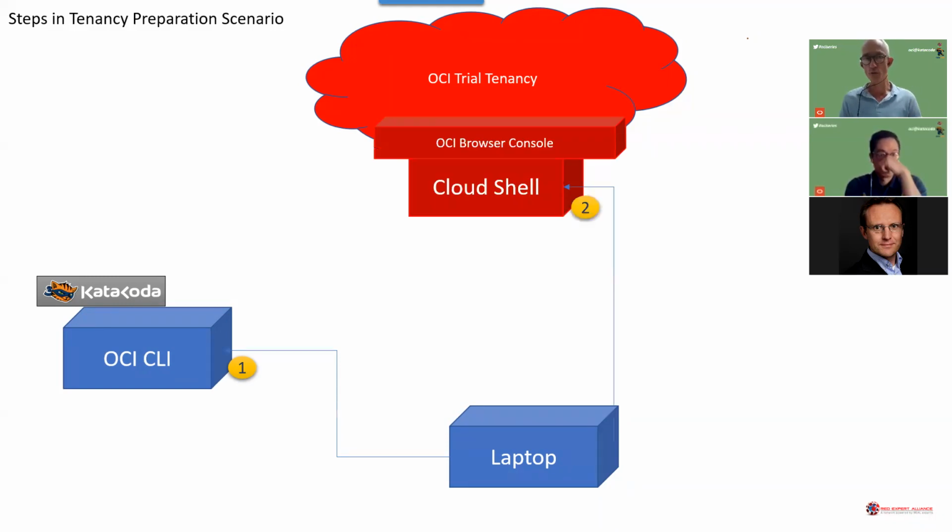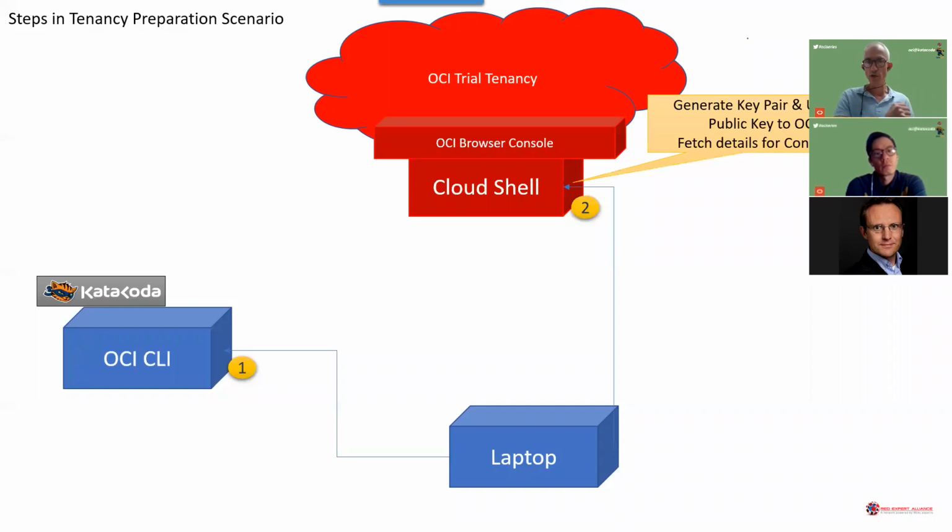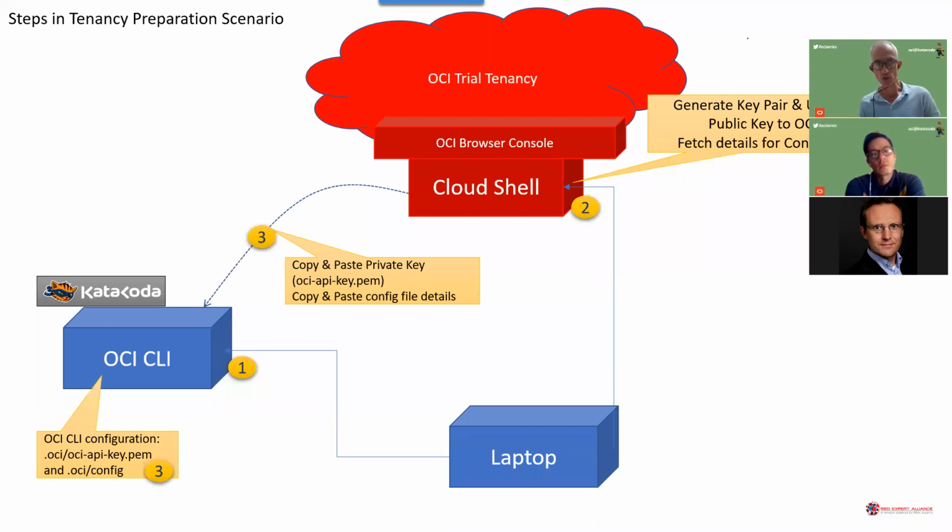You will also open the OCI browser console, and within that, the Cloud Shell. Then you will follow instructions to generate a key pair and to upload a public key to your OCI tenancy, your trial tenancy, and you will fetch the details for the configuration file, the details about the key. So you will copy and paste the private key that was generated in Cloud Shell into this PEM file.